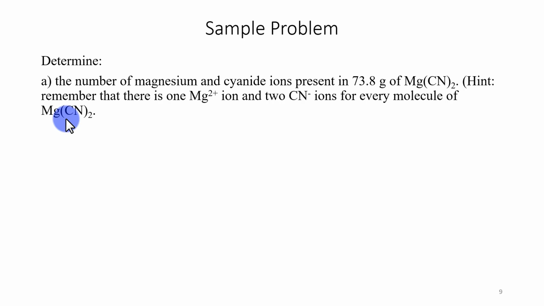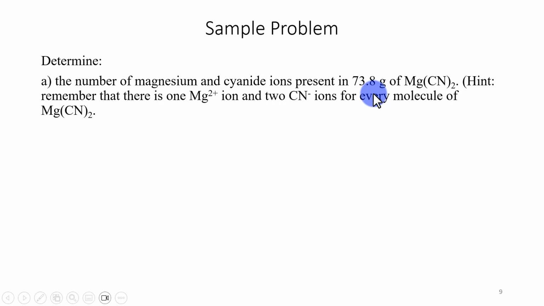Okay, and here's another sample problem. We need to determine the number of magnesium and cyanide ions present in 73.8 grams of magnesium cyanide. You first need to figure out the molar mass of magnesium cyanide. You have the magnesium plus 2 carbons plus 2 nitrogens. Once you have that, follow the flow chart.